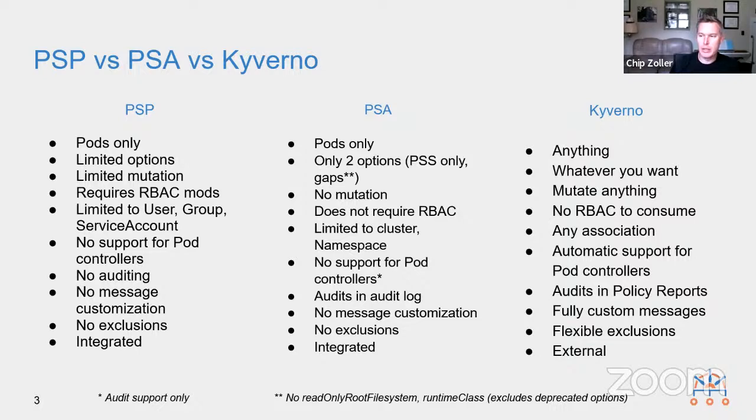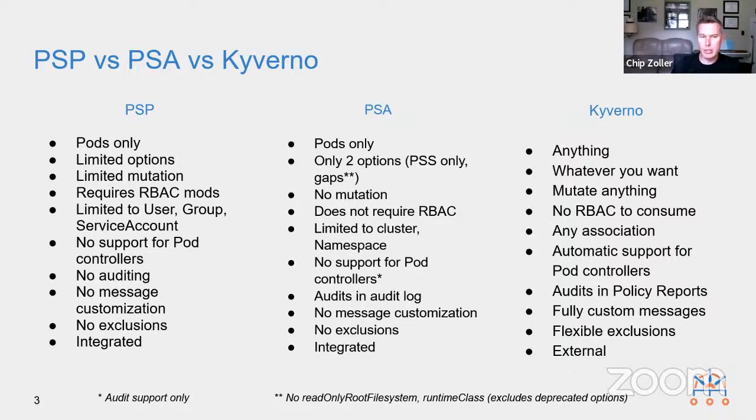So going back to the RBAC mods thing, that's PSP that folks that are using PSP already know. Everything has to go through RBAC in order for it to be authorized and consumed. Pod security admission, however, doesn't require RBAC, at least not in that way. You really have two options. You can write a cluster-wide file, or you can label a namespace. So it's more flexible in that it's not bound to RBAC.